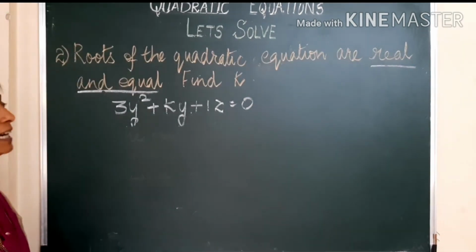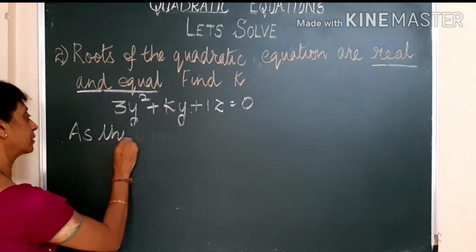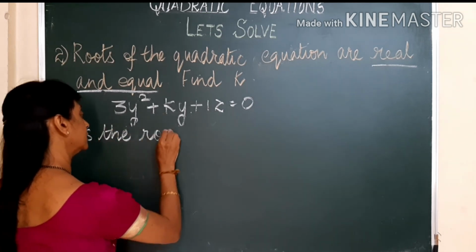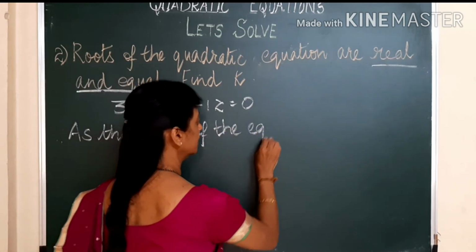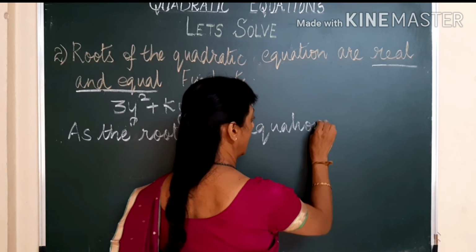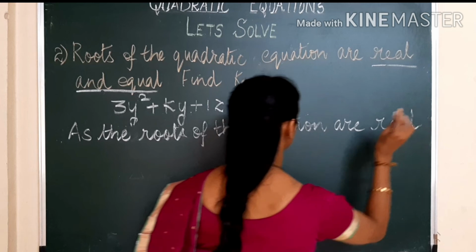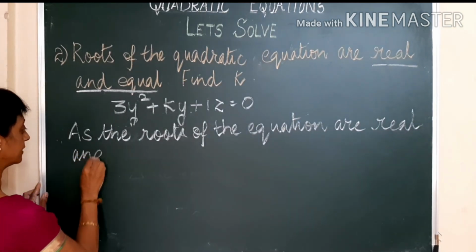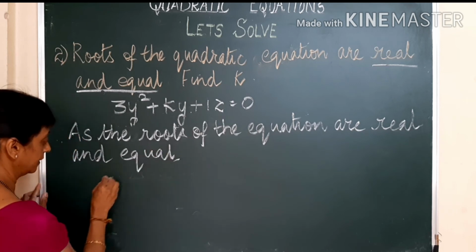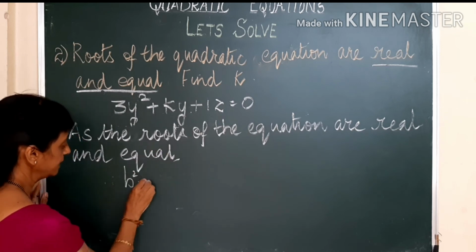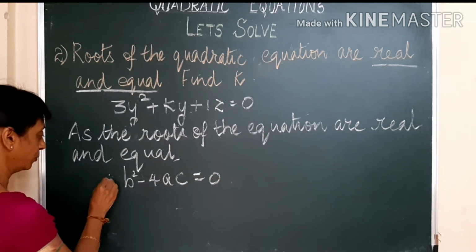So what can we write in the first step? We can write that the roots of the equation are real and equal, therefore the value of b square minus 4ac is equal to 0.